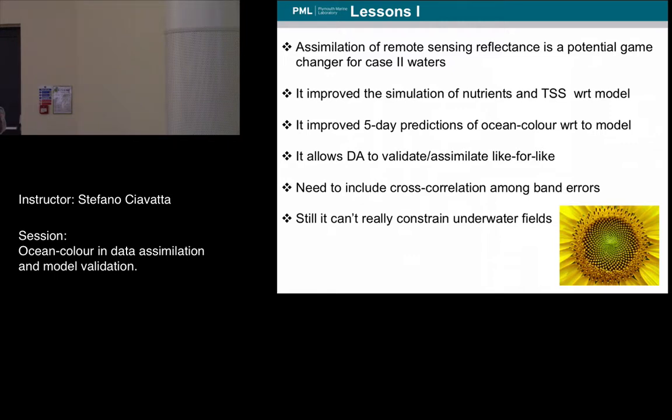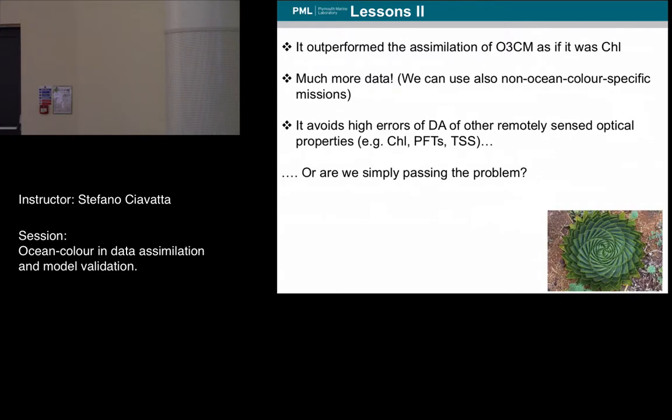The thing is that remote sensing reflectance, if I'm not wrong, can be seen by a much larger number of satellites, not just SeaWiFS or stuff like that, because it's a property that also another satellite, I don't remember the name, can see, even if it's not specialized in ocean color. So potentially, we have a much larger data set that we can use for model validation and data assimilation. Still, we cannot really constrain underwater fields because satellites still can see just the surface, no?